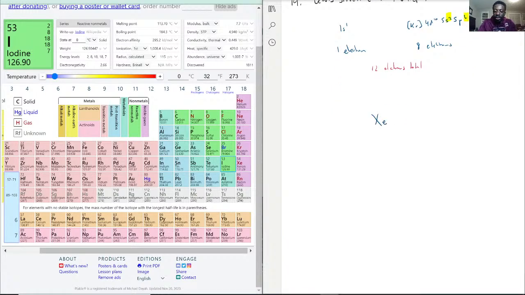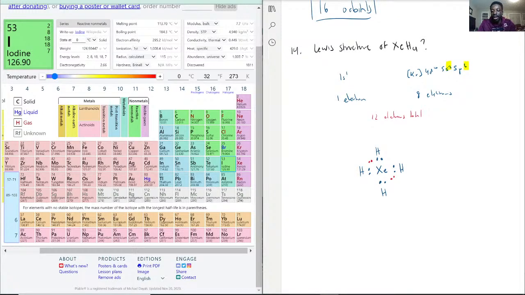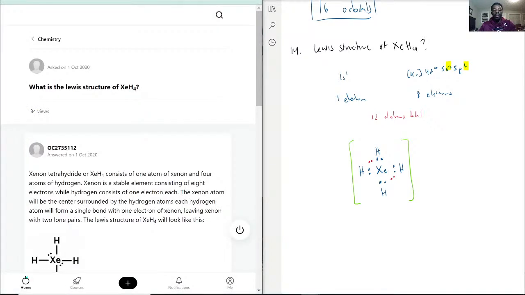We have the xenon in the middle. That's the only individual one, the different one. And it's now sharing 4 of its 8 electrons with hydrogen. So it still has 4 electrons left, so it can form 2 lone pairs. So this right here would be the Lewis structure of xenon tetrahydride. Now let's see how we did.